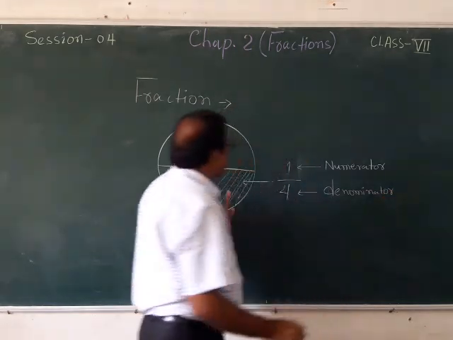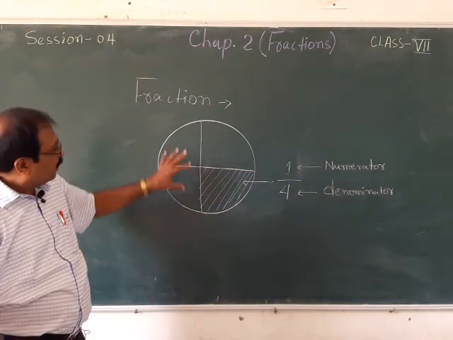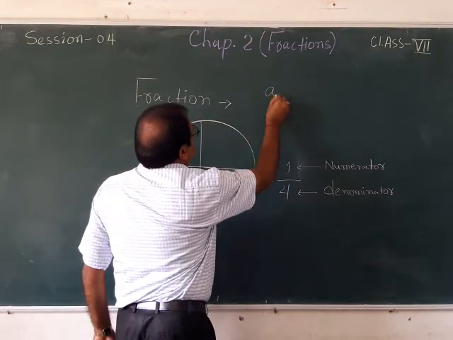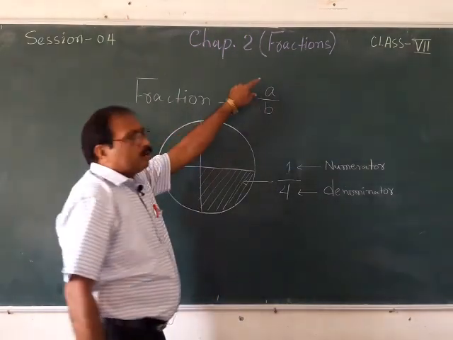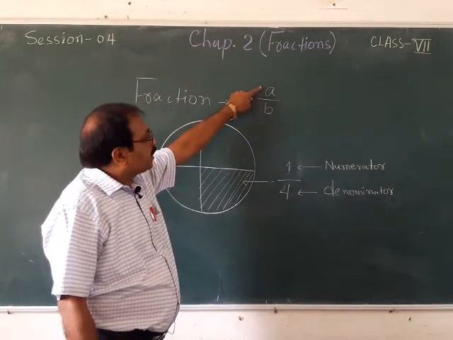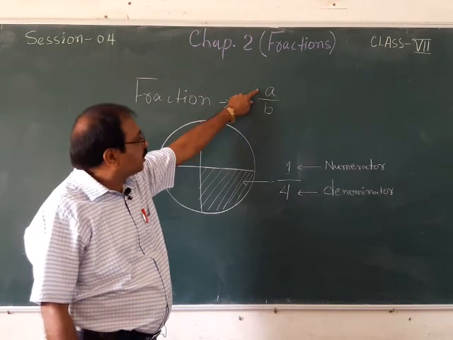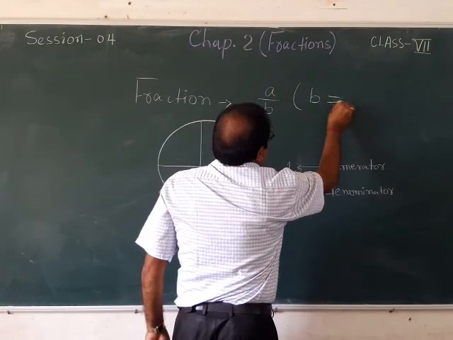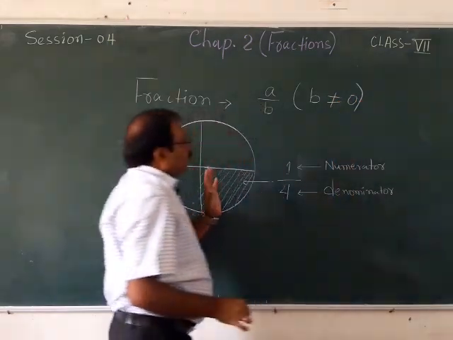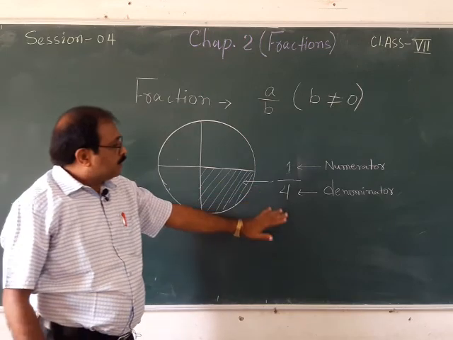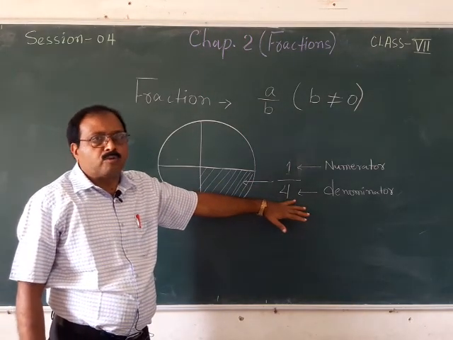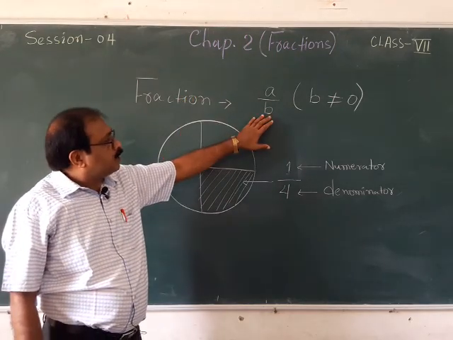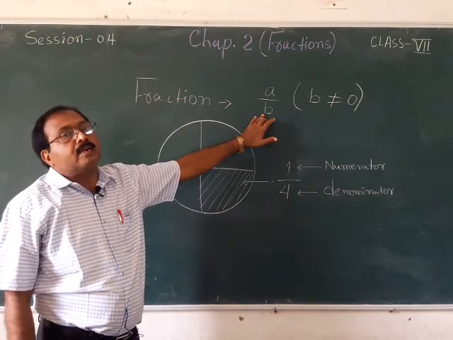So this thing you are already aware about a fraction. That means any number which is coming to you in the form of a by b, where a means any integer and b means any integer. Any integer you can write, but you have to take care that b should not be equal to 0. That means the denominator of a fraction should not be equal to 0. Then you are having a fraction. If b is 0, its meaning is a little bit different.